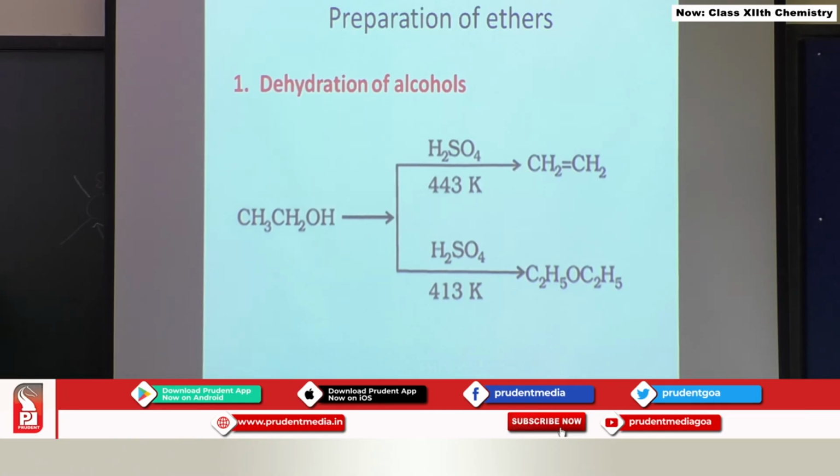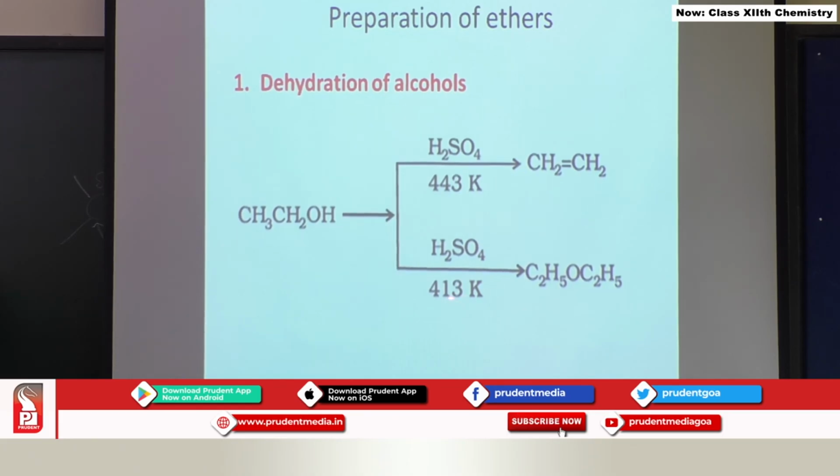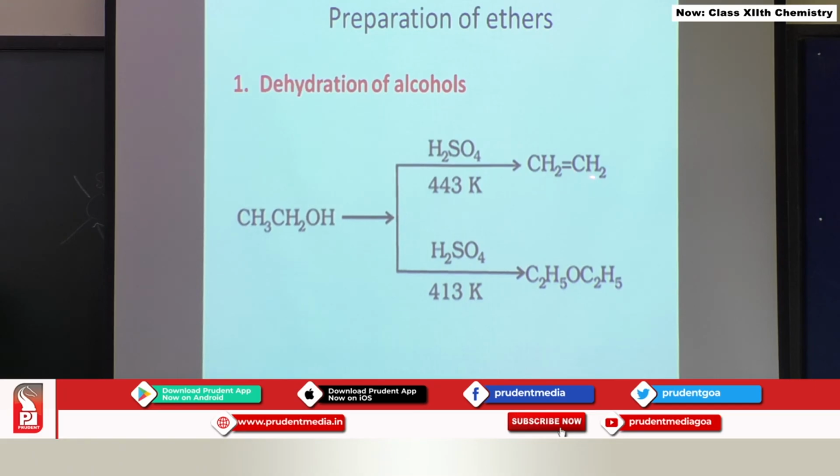Let us go ahead quickly with the preparation of ethers. You can prepare ethers from alcohols by dehydration. This top reaction we have already seen in the case of alcohol dehydration. If you want to prepare symmetric ethers, then you have to dehydrate alcohols at 413 Kelvin. This temperature is important because at some other temperature it gives you some other product.